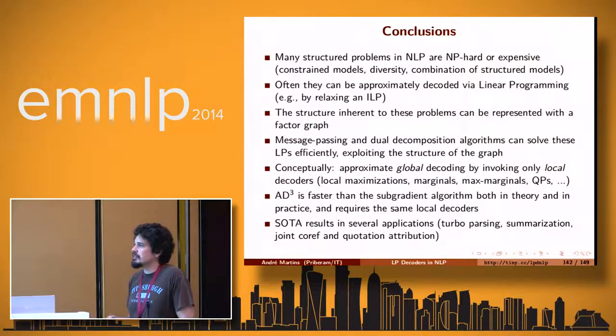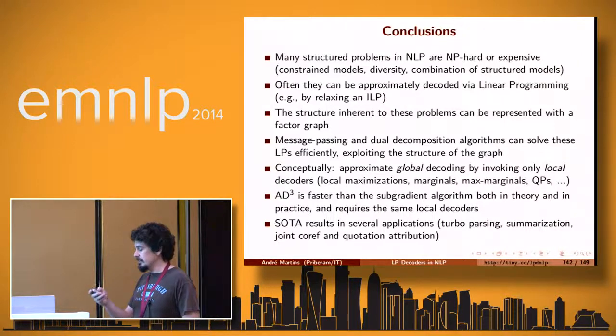Also, we have seen that the structure inherent to these problems can be represented with a factor graph. And we discussed two different kinds of algorithms to solve these problems, message passing algorithms and dual decomposition algorithms. Both of them can exploit the structure of the graph, and both of them require some local operations to be performed at the factor scope.